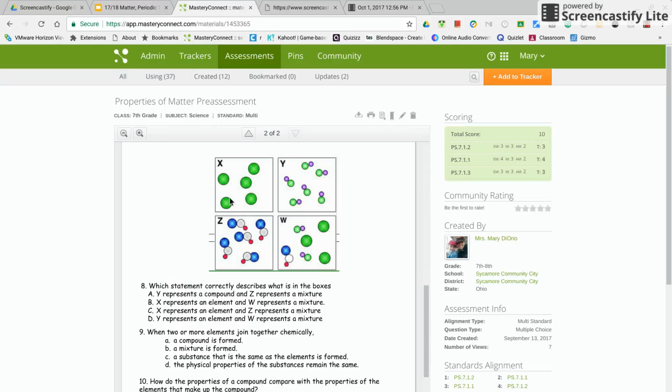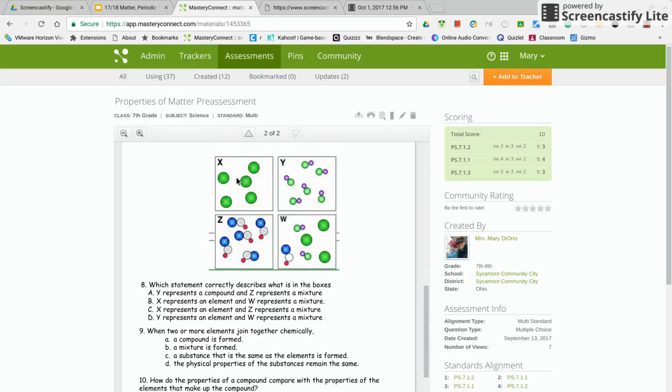If I looked at my Mastery Connect, I can pinpoint that X is an element, all of them are the same. Y is a compound, all of the molecules are the same, but they're made of two different elements. Once again, Z was a compound, all of the molecules are the same, and they're made of at least two different elements. This one is a mixture though. I have several different atoms and molecules just mixed together.